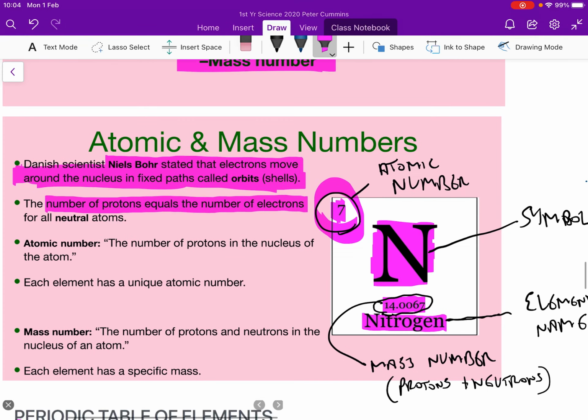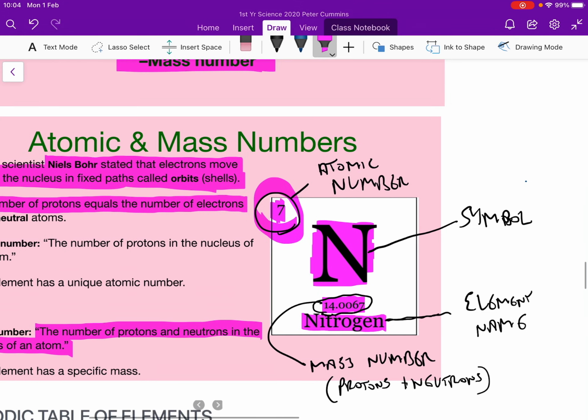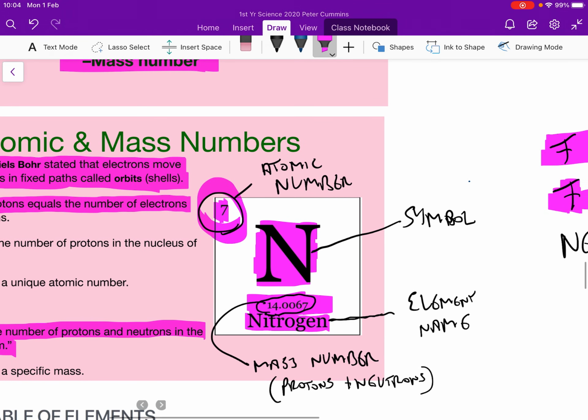But if it has 7 protons, it also has 7 electrons. That's what that means there. Okay, there's a definition again of the two. So this one here, the mass number, is the number of protons and neutrons. So that's the last part of this in an atom.